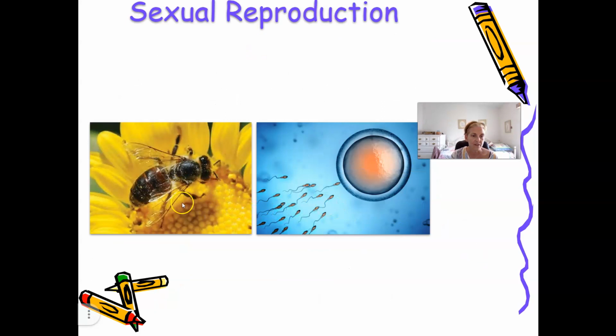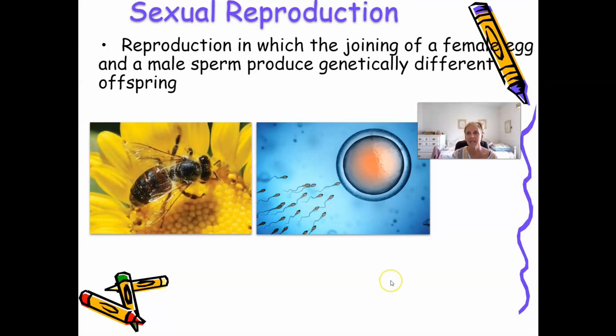So the flower takes the pollen to fertilize the egg; in humans, the sperm fertilizes the egg. Sexual reproduction is reproduction in which the joining of a female egg, called an ovum, and a male sperm produces genetically different offspring. These sperm carry a different set of genes than this egg, right? And when they combine, you're going to get a mixture of genes. So you're not going to get that clone. You're going to get a hybrid, a genetic variant, an organism that is genetically unique.